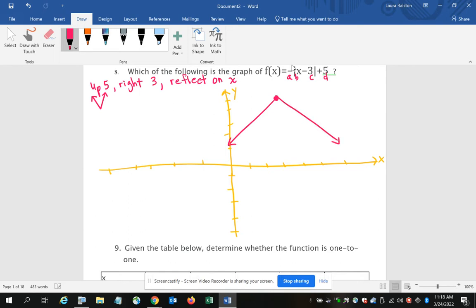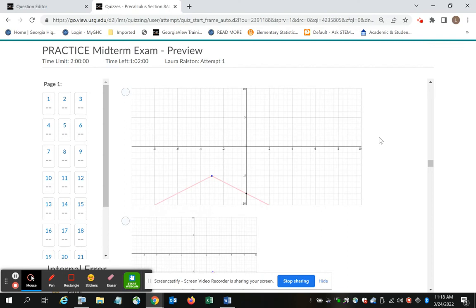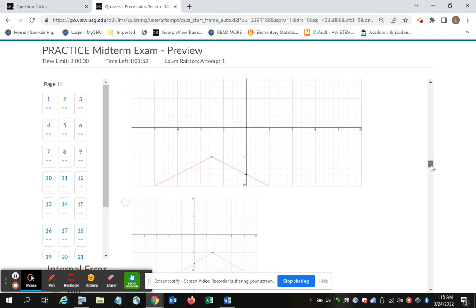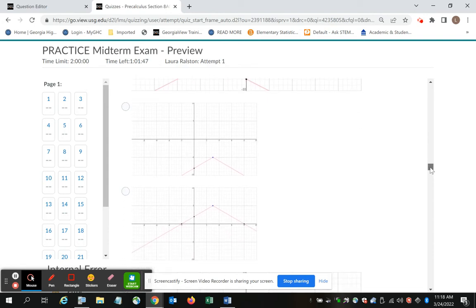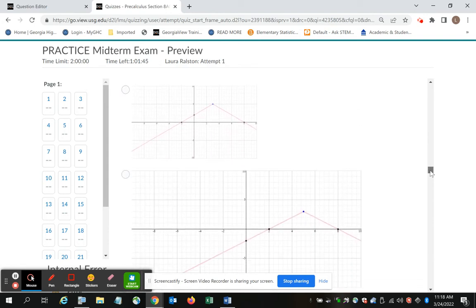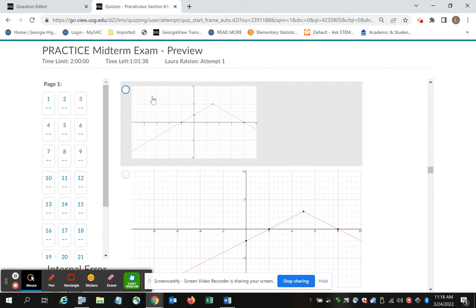Now, I may not be exactly dead on, but at least I have a rough sketch, and you could at that point go over and scan the graphs that are given in the practice exam. So it is not the first option. It doesn't appear to be the second. Looks like it might be the third. It looks like it is the third option.